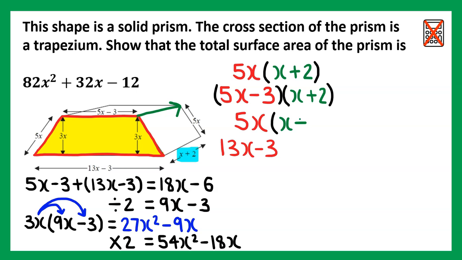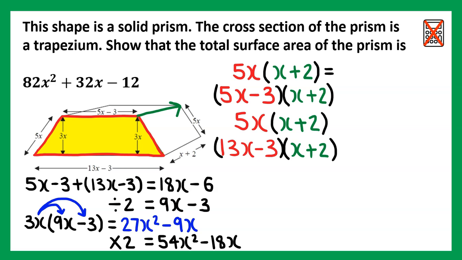5x bracket x plus 2. And 13x minus 3 will need to go into a bracket before multiplying by x plus 2. I'll assume you have knowledge of expanding single and double brackets. If not, I do have some videos on this in the expanding brackets playlist.